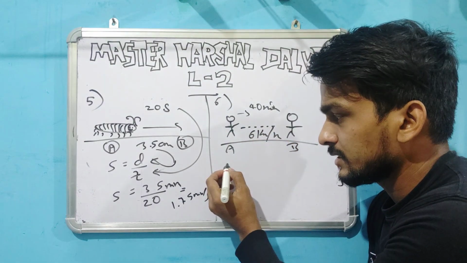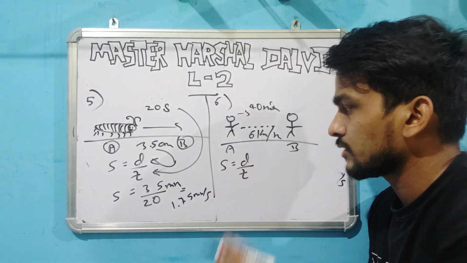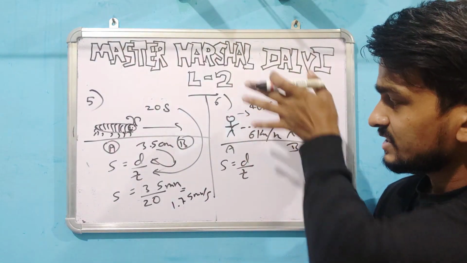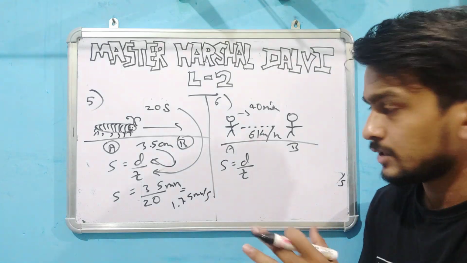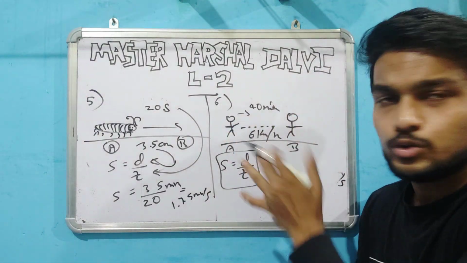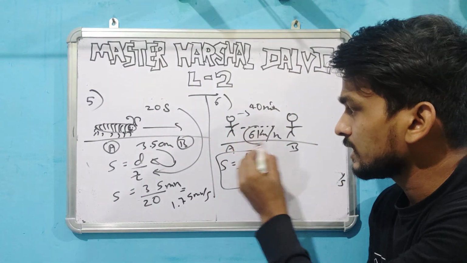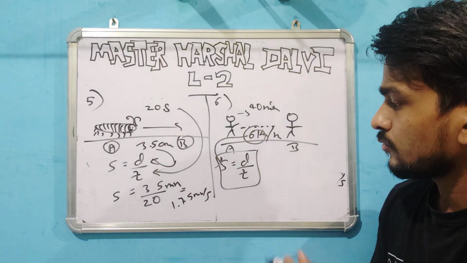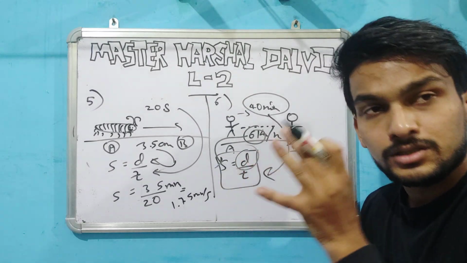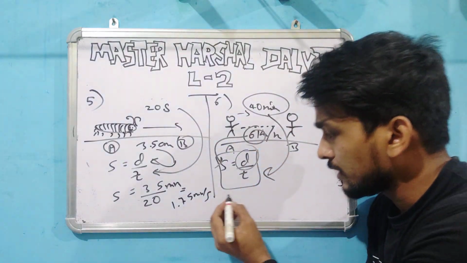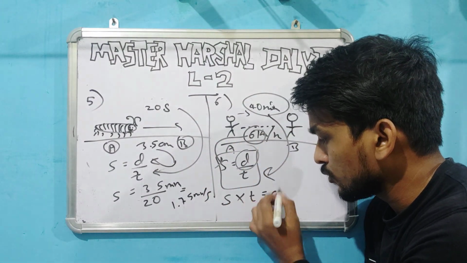So now again the same formula, speed is equal to distance upon time. When you are seeing the formula and the diagram, do the comparison. What is given? Speed is given, this is the speed, and time is given. So what is not given? That is your distance. Put distance in its place, take time to the left side. S into T is equal to D.